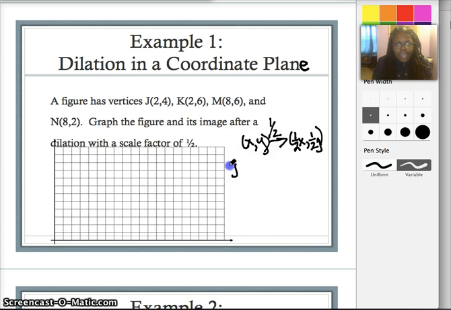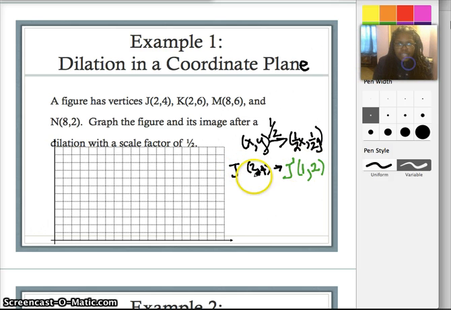So I'm going to take J. The point J is 2, 4. If I figure out what the image is, and let me do it in a different color, I'm going to call it J prime. I'm going to multiply each term by 1/2. So x was 2. Now half of x will be 1, or 1/2 times 2 is 1. Same thing here. y is 4. Half of 4 is going to be 2. So J and J prime are corresponding parts in a sense. So we see that the change has happened.